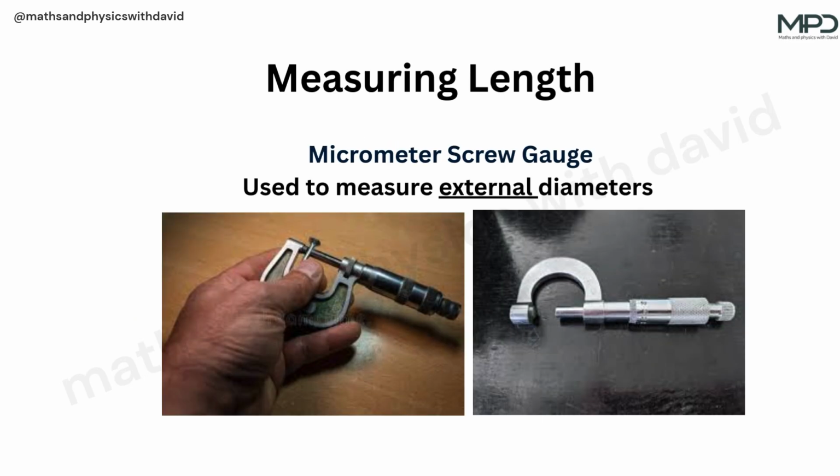Micrometer screw gauge. The micrometer screw gauge is used for measuring only external diameter of objects. This is only used to measure small thickness.